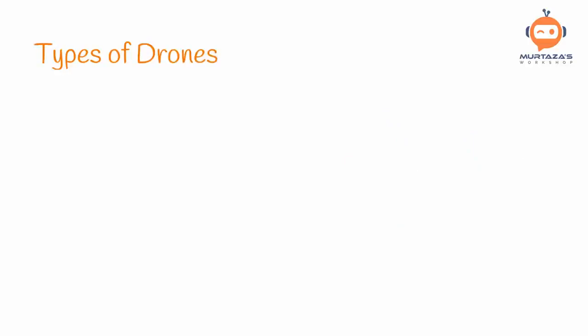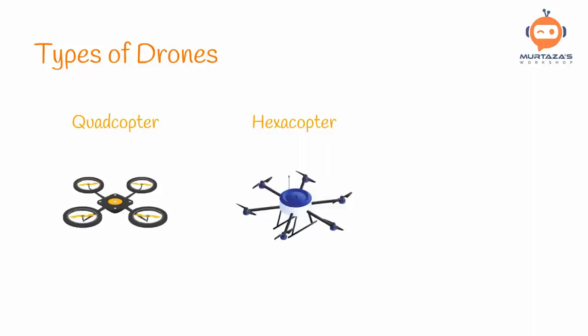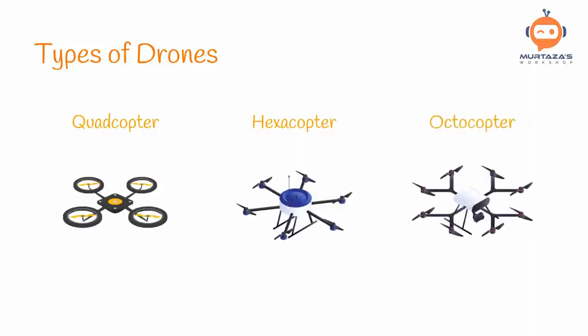Drones come in different shapes and sizes. A popular term you might have heard for a drone is quadcopter. This refers to a drone with 4 propellers or motors. Similarly, a hexacopter has 6 propellers and an octocopter has 8 propellers.